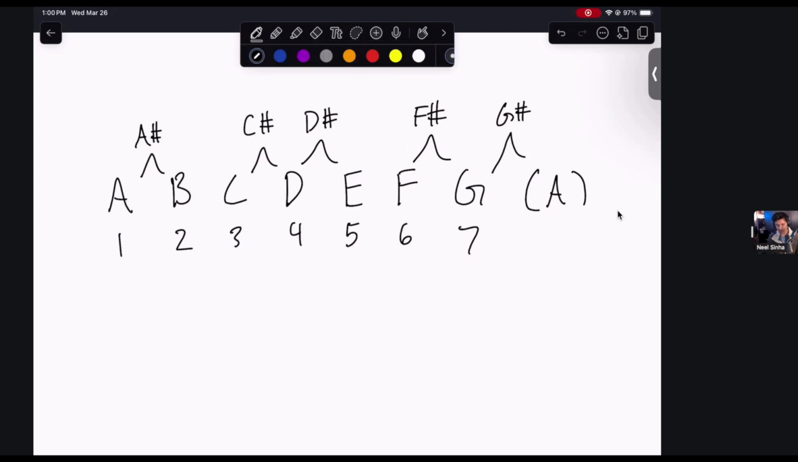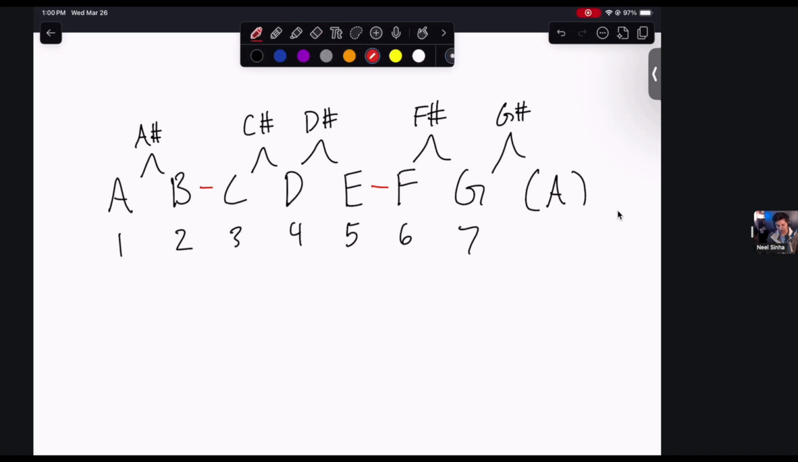There's 2 outliers here, though. We have B and C and E and F. Those do not have accidentals. So how do we remember this? Well, 7 natural notes and 5 accidentals. That's it. And then you just have to kind of remember which ones you're missing. You're missing B and C, and E and F are the 2.